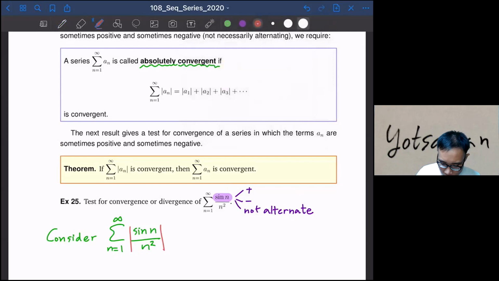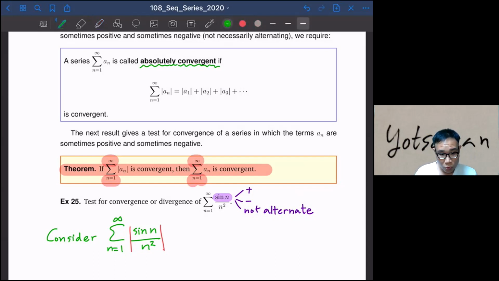The theorem says that if the series of the absolute value of an turns out to be convergent, you are allowed to conclude that the series an itself is also convergent. That will be an important result for series. So if you are able to show that this series is convergent, you can conclude that this series is also convergent.